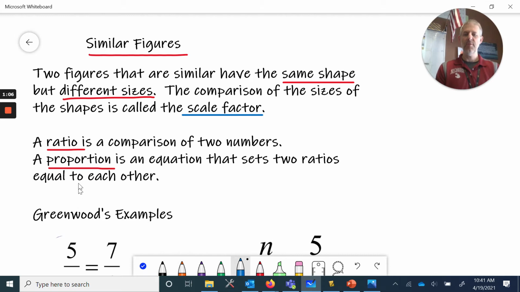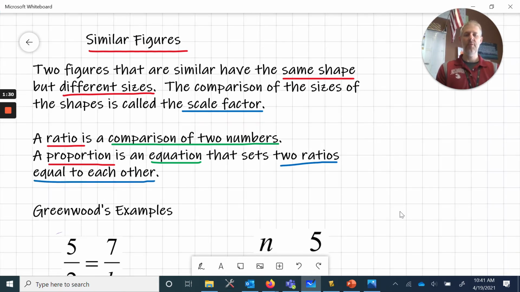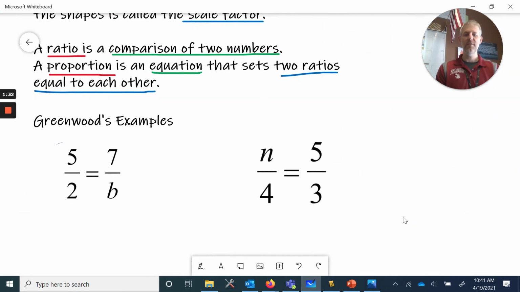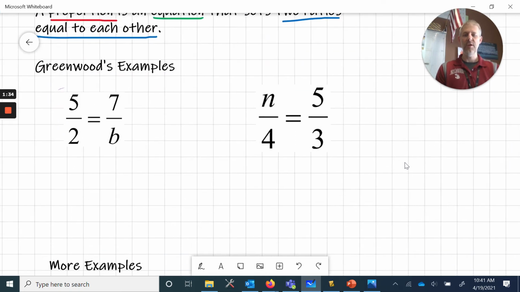Okay, a couple more vocab things. So a ratio, all a ratio means is just a comparison of two numbers. Think of it like the ratio of boys to girls in a class or the ratio of sugar to flour in a recipe that you're baking. A proportion is an equation, so that means we've got an equal sign in it, and it sets two ratios equal to each other. So two of these comparisons are going to have the same value. They're equal to each other. Okay, so with that said, let's look at a couple examples of some simple calculations.